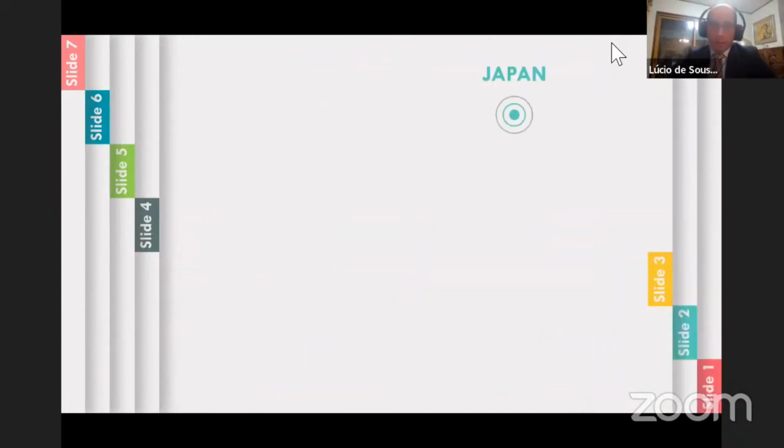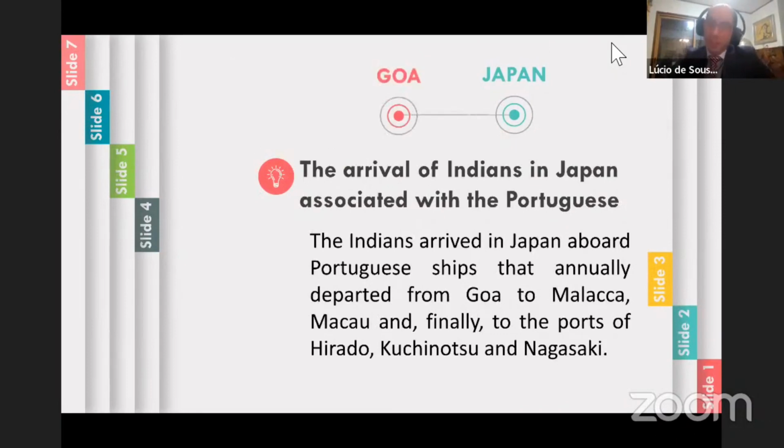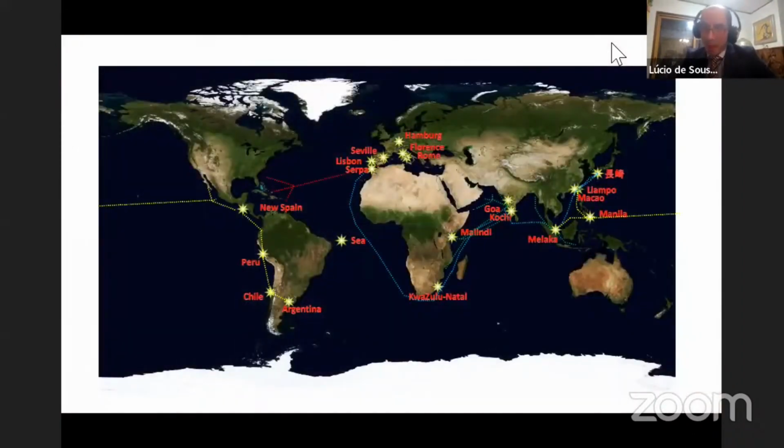So returning to my topic, the arrival of Indians in Japan, of course, is associated with the Portuguese during the 16th and 17th centuries. Annually, the ships departed from Goa to Malacca, and from there, Macau, and finally to the main harbors of Kyushu, Hirado, Kuchinotsu, and finally Nagasaki. But in fact, this maritime route was connected to other main routes. In fact, a global route. And it was through these interconnected maritime routes that many Indians and also Japanese traveled.